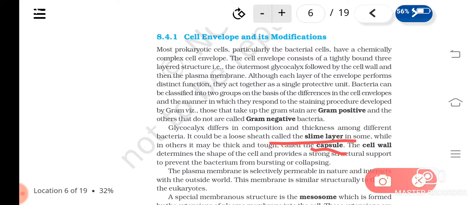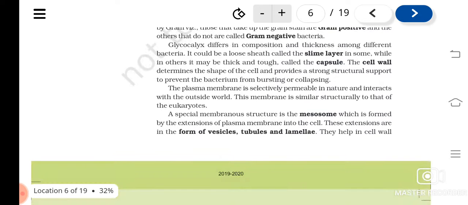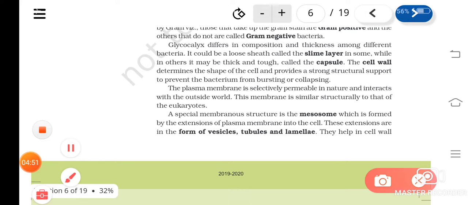Then the cell wall, the next layer. The cell wall determines the shape of the cell and prevents the bacteria from bursting or collapsing. Then the plasma membrane, we know it is the outermost boundary of the cell, isn't it? And it is the same as that of the eukaryotic plasma membrane. I told you some infoldings are there in the plasma membrane. What are they known as? Mesosomes.